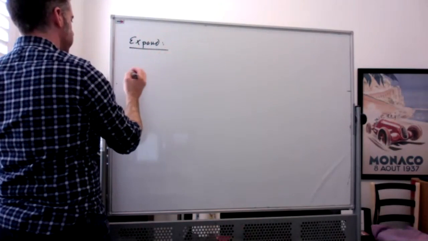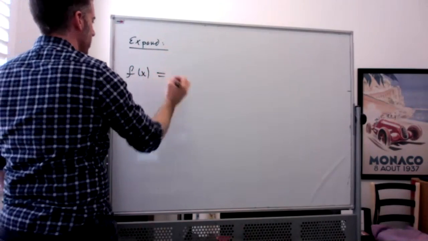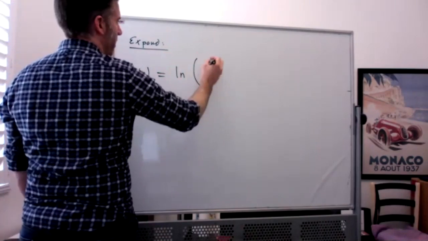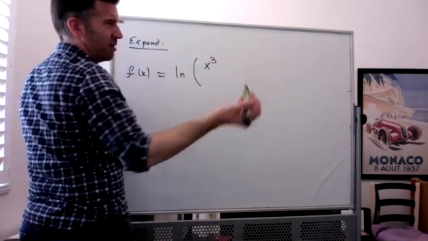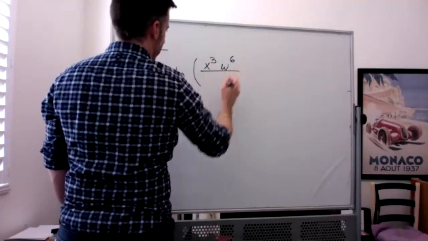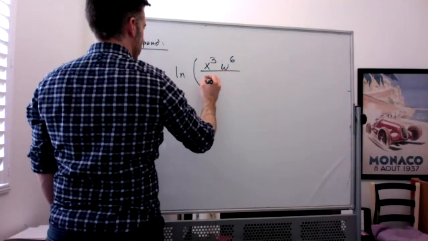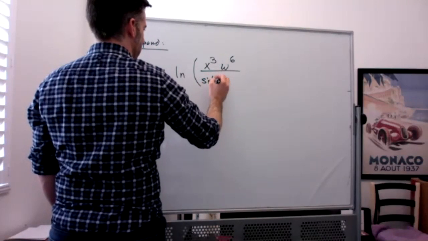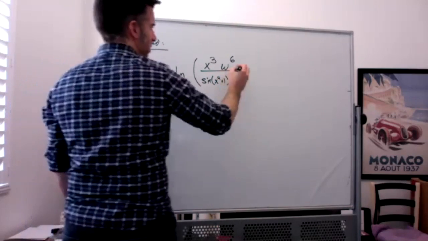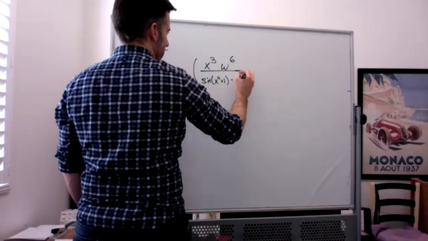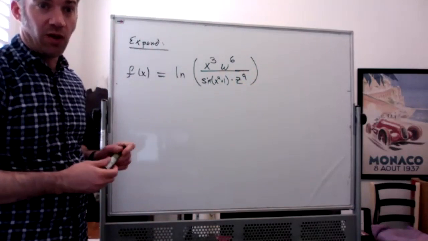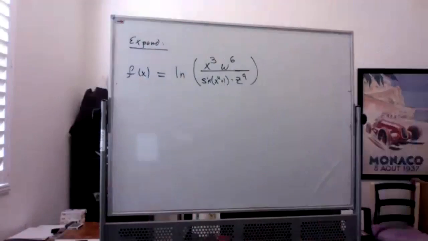So expand, sure, f of x equal to, what am I going to write? I don't know. The natural log of x cubed. Let's throw in some other variable. Sure, why not? W to the 6th over, sure, sine of x to the 4th plus 1 times, what else do I want? Sure, z to the 9th power. Go ahead and expand that. You should get 4 logarithms. I'll be right back.